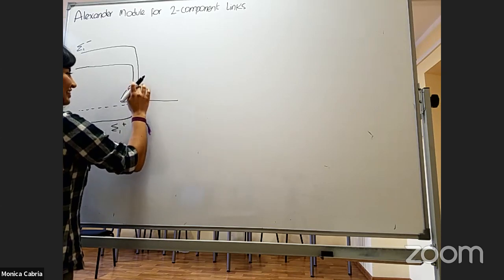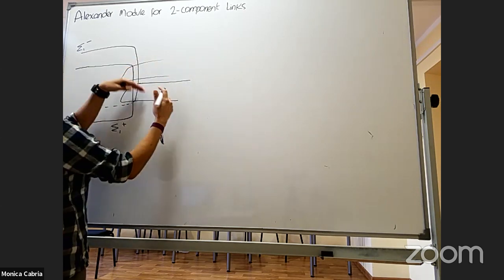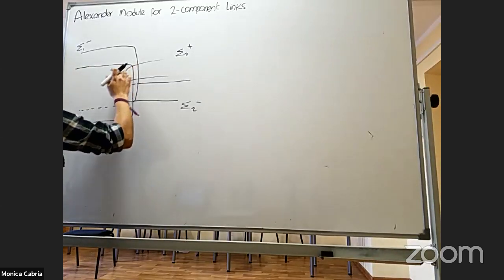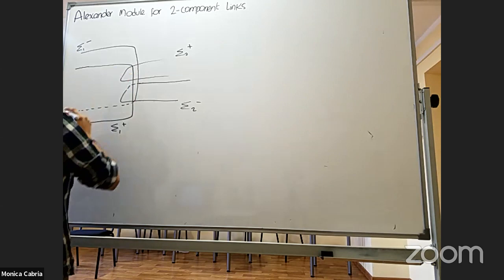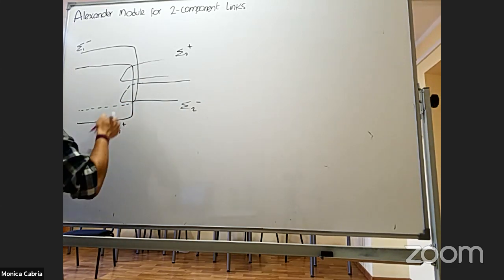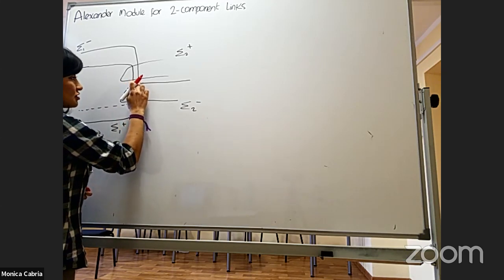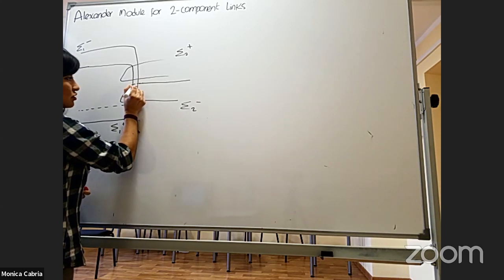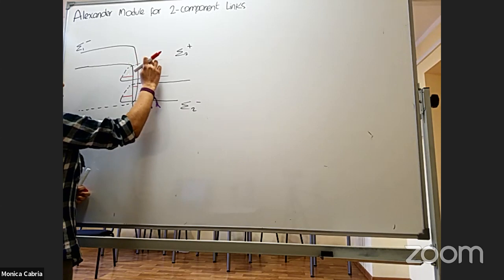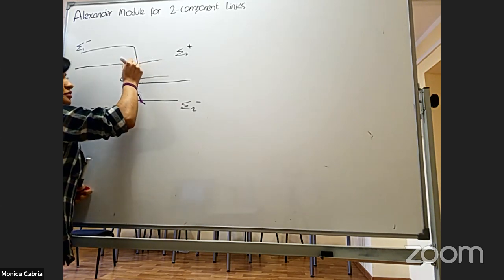I will make the corresponding one below. This is our sigma 2 minus, and this is our sigma 2 plus. So let's see what happens with the intersections. Because they are clasps, I have an intersection here. I'm going to draw them in red. And then all these are dashed. They intersect with this one in here, this one here, and with this one, it intersects in here.